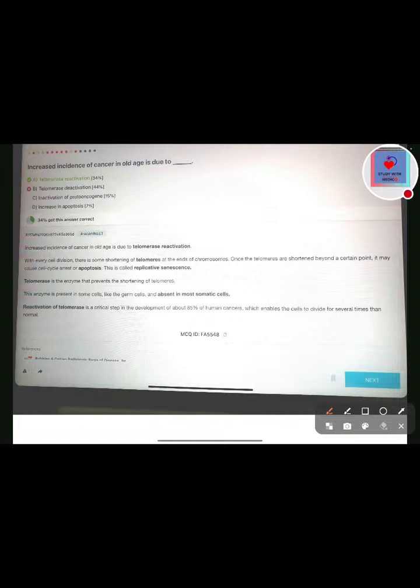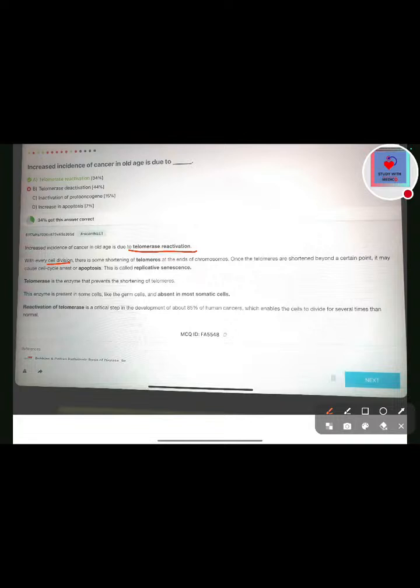Increased incidence of cancer in old age is due to telomerase reactivation. Normally, every time division takes place, the telomeres shorten. For the cell cycle to continue and the cell to divide again and again, telomerase will regenerate them. If there is excessive regeneration by telomerase, then the cell will continue to divide. So increased incidence of cancer in old age is due to telomerase reactivation.